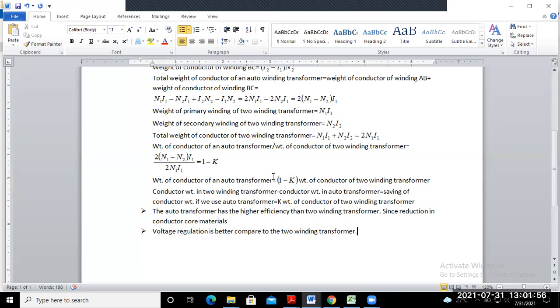So these are the advantages when you use the auto transformer instead of the two winding transformer. Efficiency is better, voltage regulation is better, and there is a reduction of the conductor material and the core material. So we just stop here, and in the next class we will discuss the disadvantages of the auto transformer.